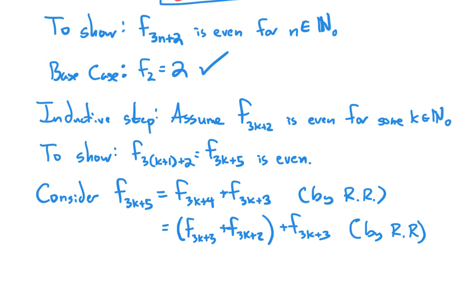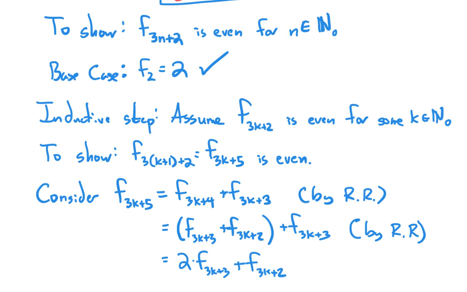Well, if we combine like terms, we have 2 copies of F of 3k plus 3. So 2 times F of 3k plus 3 is an even number. So we have an even number plus this even number. So we're going to get another even number. So let's write that down. So this is the same thing as 2 F of 3k plus 3 plus F of 3k plus 2.